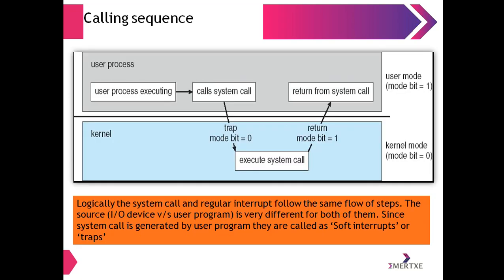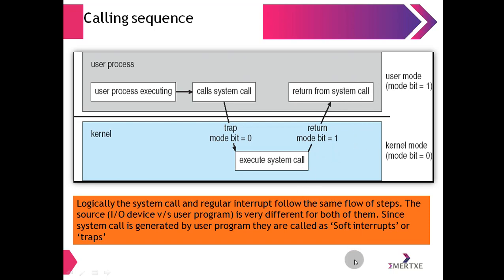So let's go to the next slide: the calling sequence of a system call. The first step is the user process executing. Next, it calls the system call. Now the trap mode bit is equal to 0, and the kernel will execute the system call. After the end of the system call, the return mode bit will be 1, so it will return from the system call.